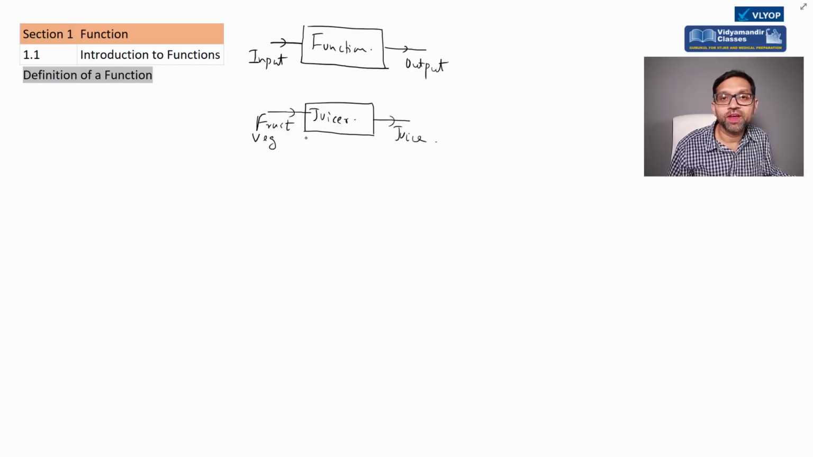So this is an example of, I would say, a one variable function, because what we are inputting into this juicer is one thing. Though you can put multiple things, assuming it can take only one thing, a fruit or a vegetable, this is an example of a one variable function, which takes one variable to produce output.